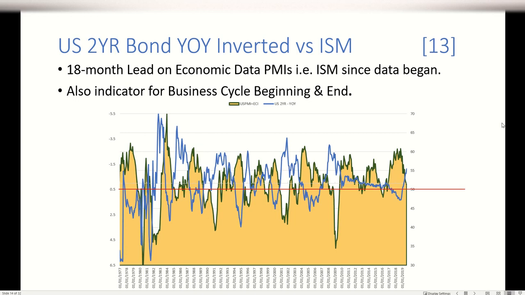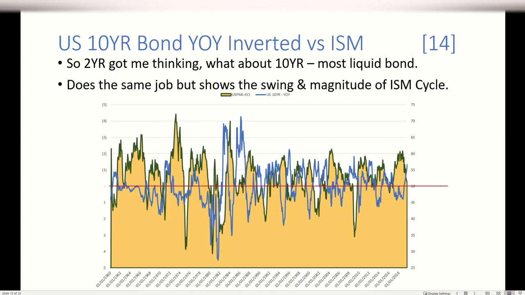That's great for seeing the beginning and end of business cycles, but what about in between? If you could see ISM cycles, that would be great. So here I've substituted the 2-year for the 10-year, which is the most liquid bond bar none around the world. And you can see, once your eyes adjust again, inverted bond yields on the left-hand side and the ISM scale on the right-hand side. You can tell that it's going to give you a very accurate measure of ISM swings. It won't tell you exactly how high the ISM is going to go, but all we really need to know is when it is changing trend, and that's when you can position yourself appropriately.